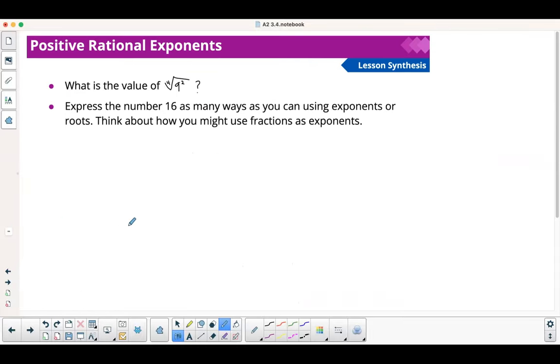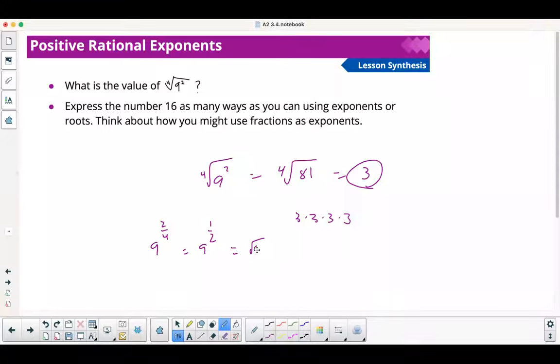All right. So lesson synthesis. What is the value of the 4th root of 9 squared? So 9 squared, 4th root. Think of it as the 4th root of 81. And that's going to be 3 times 3 times 3 times 3, 4 times. So it equals 3. Other ways you could look at it is you could say, okay, that's going to be 9 to the 2 over 4. Reduce it to 1/2. And 1/2 is square root. And you get there also.